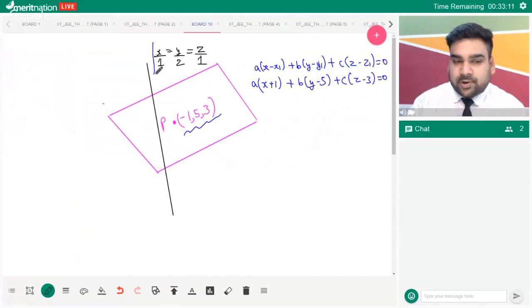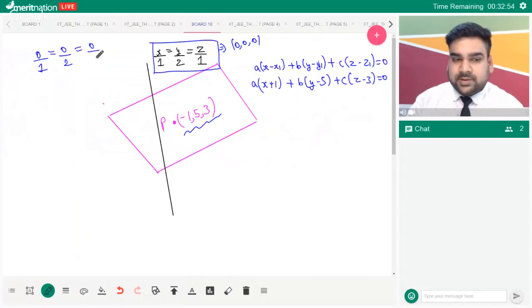Now you will notice, because this line lies on the plane, the line also passes through the point 0, 0, 0. If I put 0 by 1, it will be equal to 0 by 2, it will be equal to 0 by 1 itself. All three of them will be equal to 0. So the line passes through the point 0, 0, 0, which means 0, 0, 0 lies on the line. And if 0, 0, 0 lies on the line, and the line is lying on the plane, so 0, 0, 0 will be lying on the plane as well.